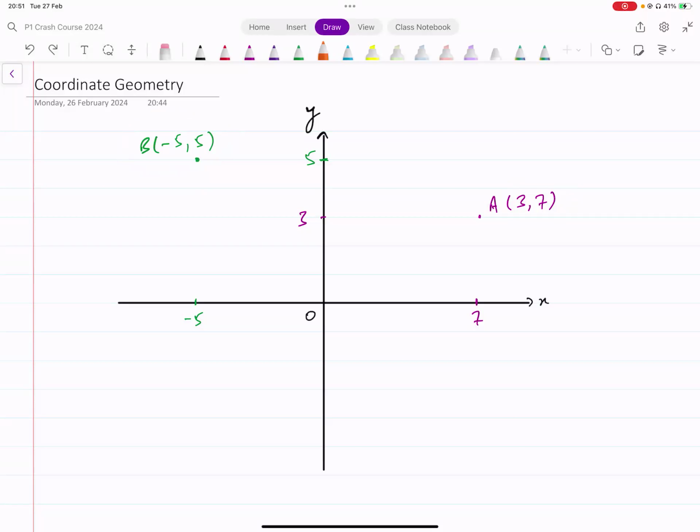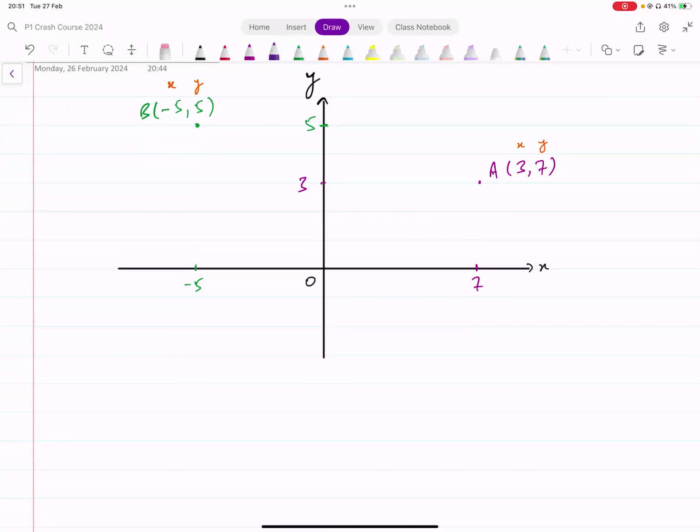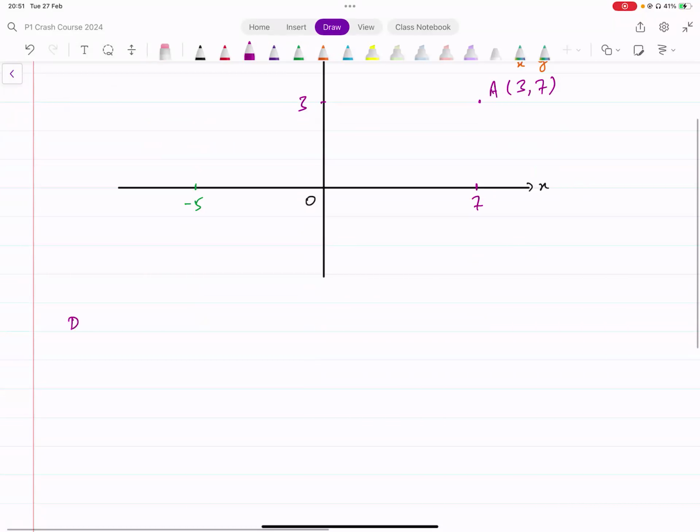The first number that you have here represents the X coordinate. The second number represents the Y coordinate. Now, first of all, you need to be able to find distances between these points, for instance. How do you find the distance between 2 points? Let's start with that.